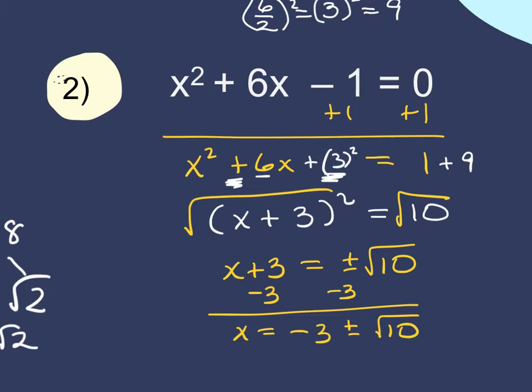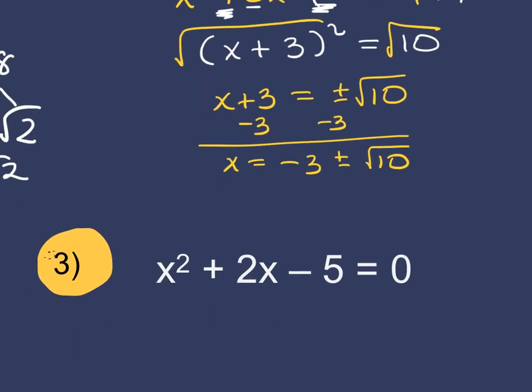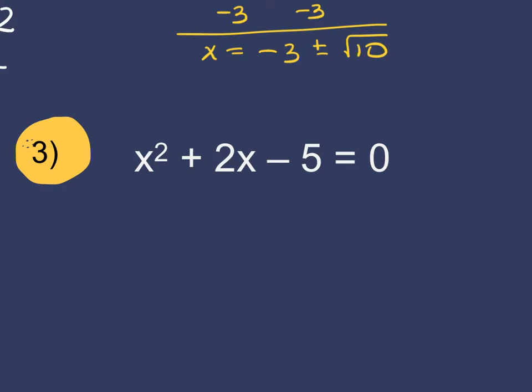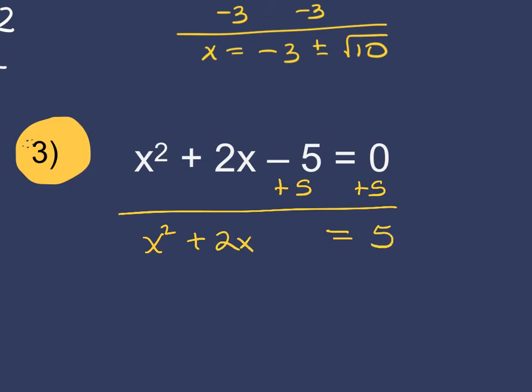Let's try number 3. Same thing. Check to see if there's a number in front of x squared. There's not. So now I'm going to move the constant to the other side. I'm going to add 5. I'm going to leave that blank space. And now I take the b term, divide it by 2, and square it, which gives me 1 squared, which gives me 1. So I add 1 to the right side. If you want to put the 1 in there as a squared, you can, but it's the same thing.